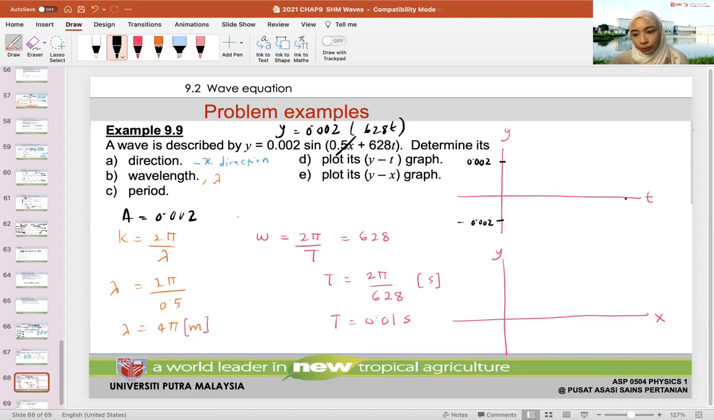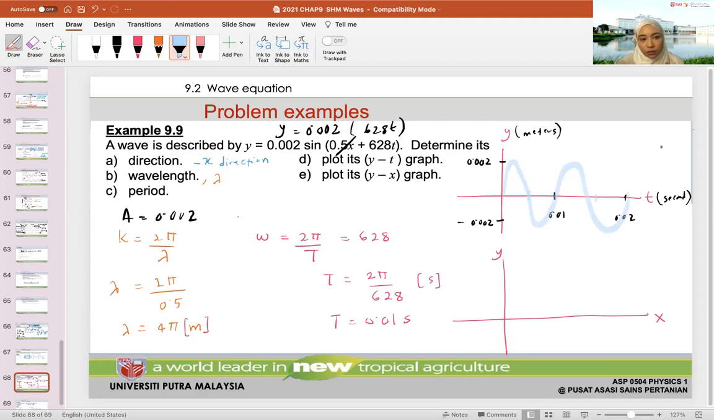Then I want to mark my periods. Let's do two cycles. One period is 0.01, so I'm going to write that down, then 0.02. This is in seconds, and this is in meters, the displacement. Now I'm going to plot the graph. It's small. Oh, this is hard. There's too little space. Sorry, that's not right, but you get the idea.